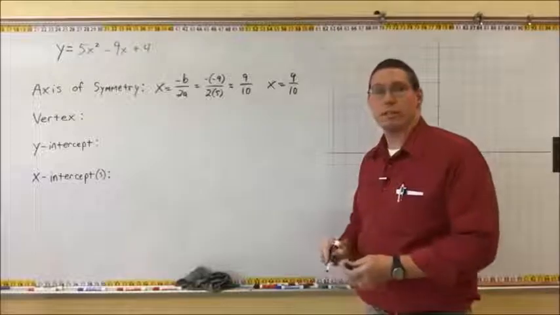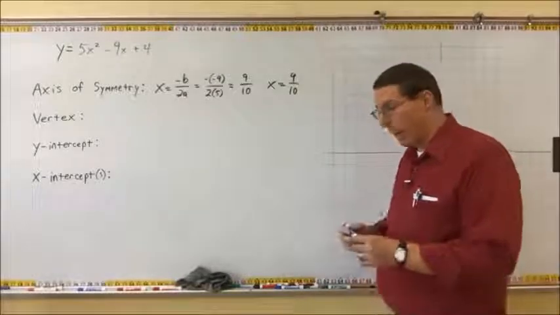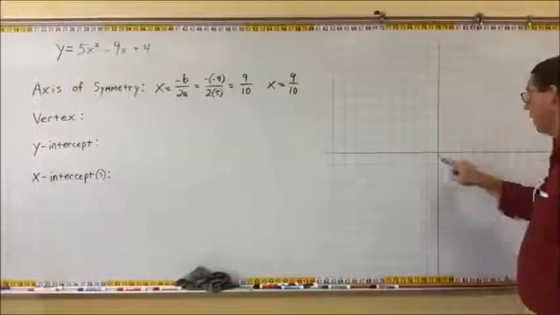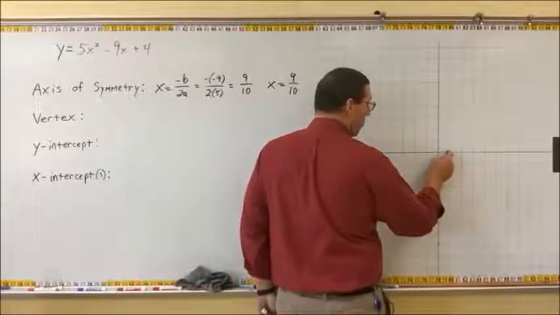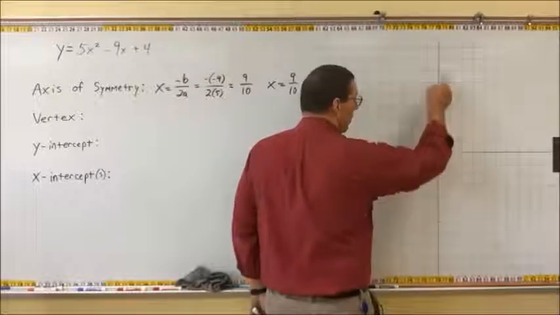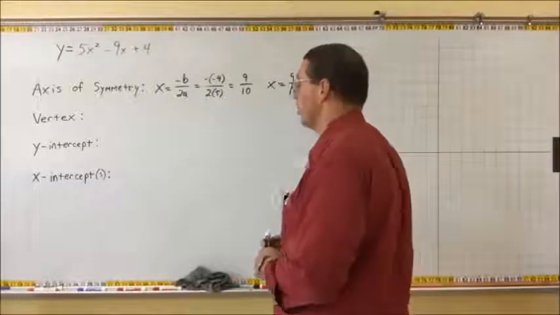Now that's just slightly less than 1. 9 over 10, or 0.9, right? And so if this is 1 right here, it's going to be right before 1. That's going to be that vertical line. That's going to be the axis of symmetry.